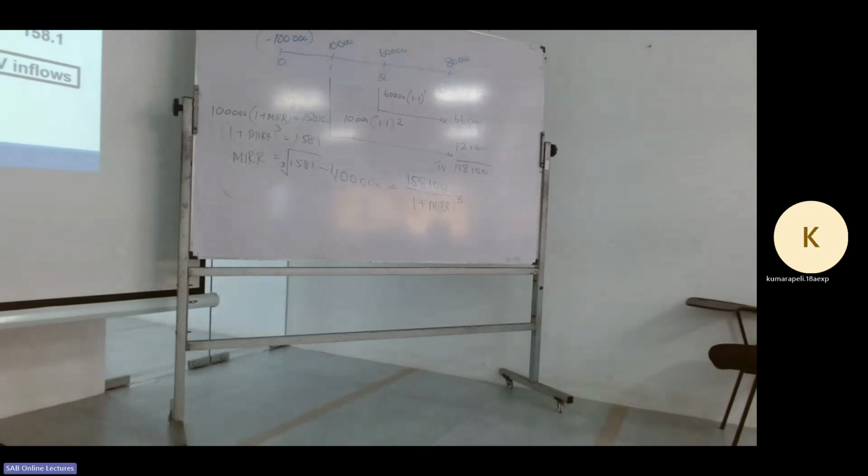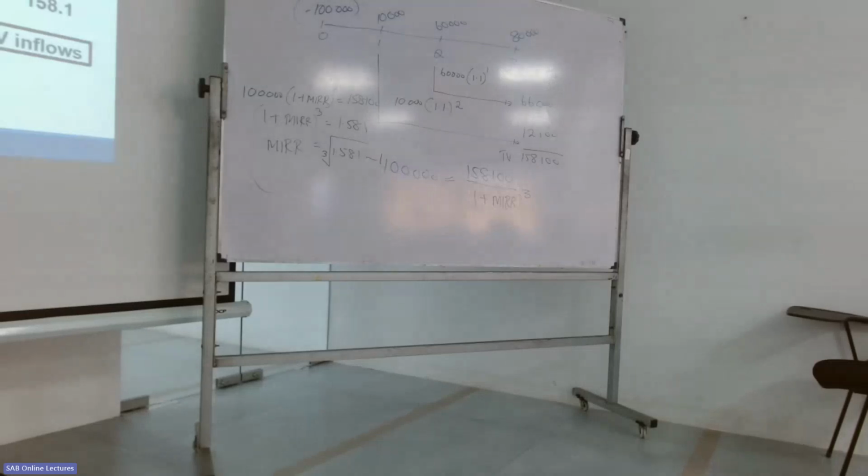Right. So this is the modified internal rate of return. Now you can compare NPV and the modified internal rate of return to take a decision. I will take only 8 minutes. For the other project test too, you have to practice this. You have to calculate the modified internal rate of return for that also.